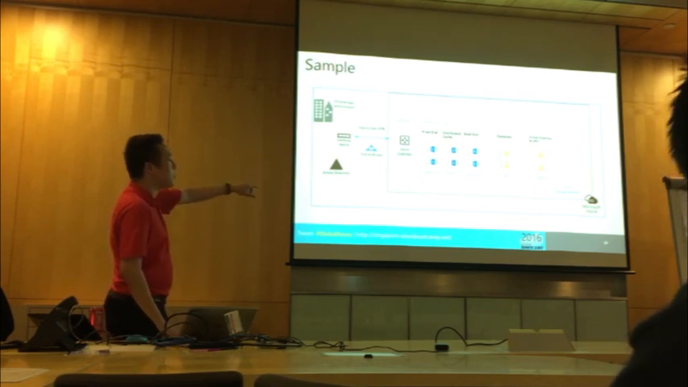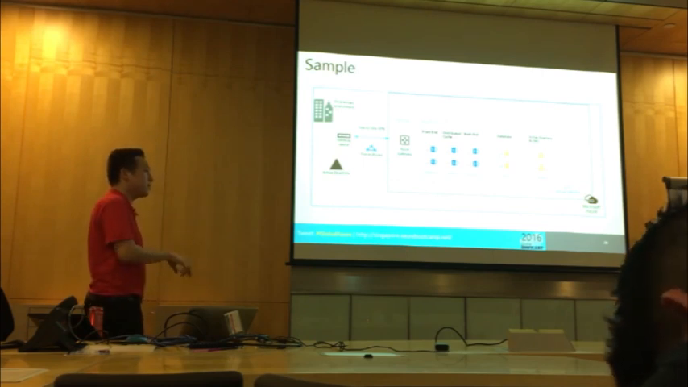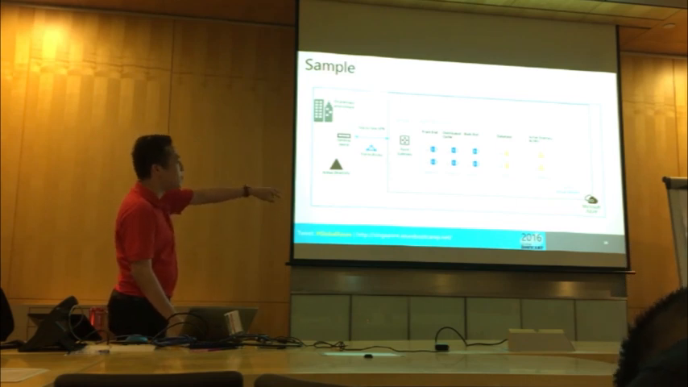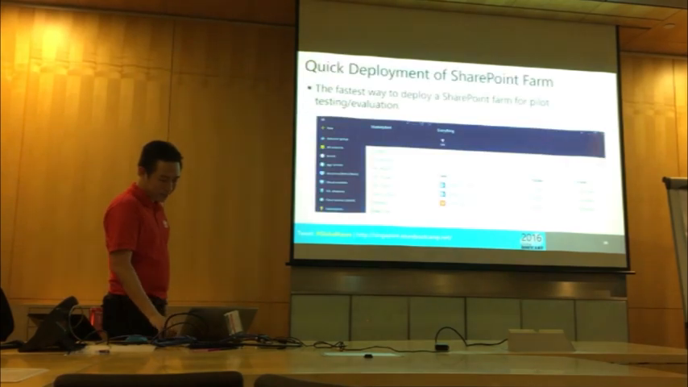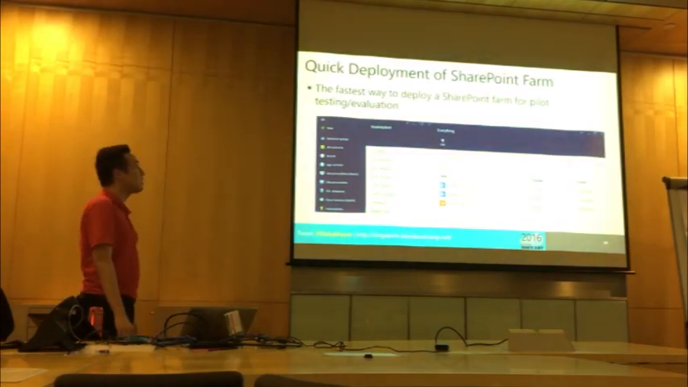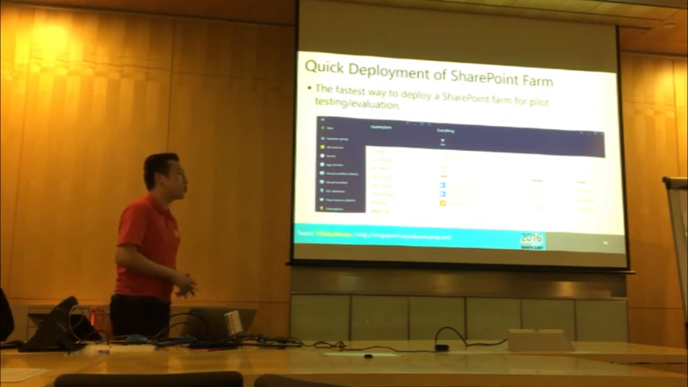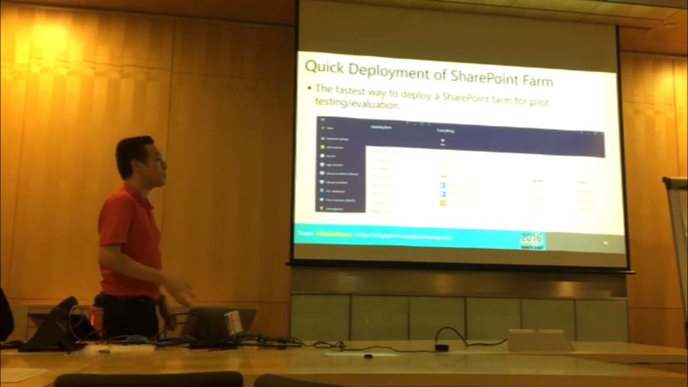You can go to Azure portal, download the high availability template and import it to Azure. You don't have to manually create the network for the VM or provision the VM. This one is the quick deployment of SharePoint farm. Just go to Azure portal, search for SharePoint farm. You have 3 templates here: SharePoint high availability, non-high availability, and just SharePoint trial. Just click. You will have a SharePoint farm in Azure completely.